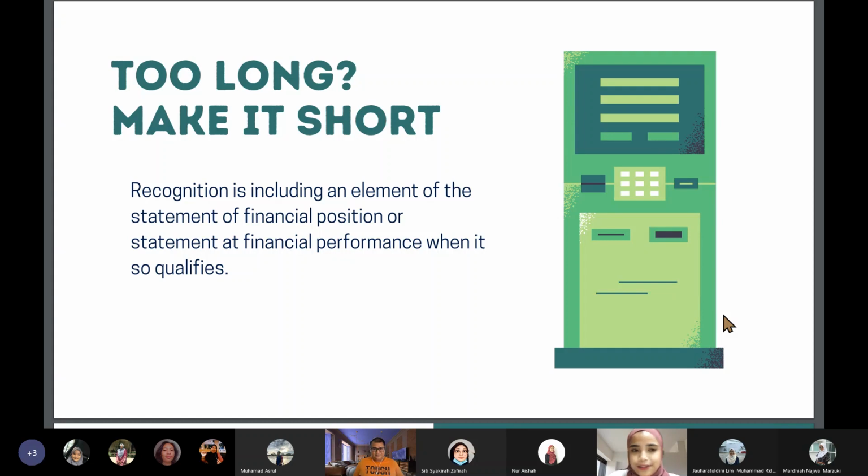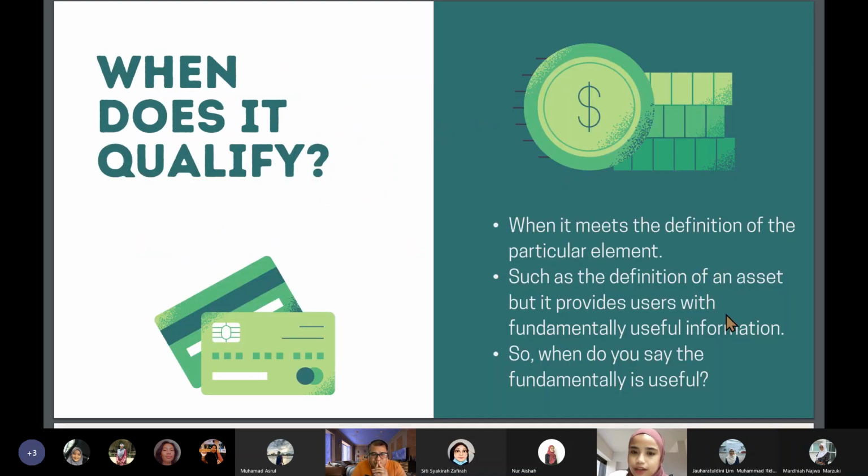So because it's too long, so we make it short. Recognition is including an element in the statement of financial position or statement of financial performance when it so qualifies. So next. So when does it qualify? It qualifies when it meets the definition of the particular element, such as the definition of an asset, but it also provides users with fundamentally useful information. So when you say fundamentally useful, the answer you can refer to chapter 3, that is relevance and faithful representation. All right, next.